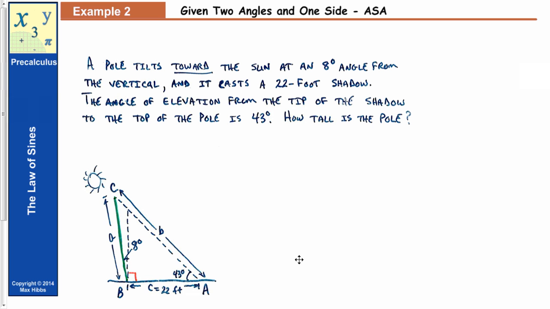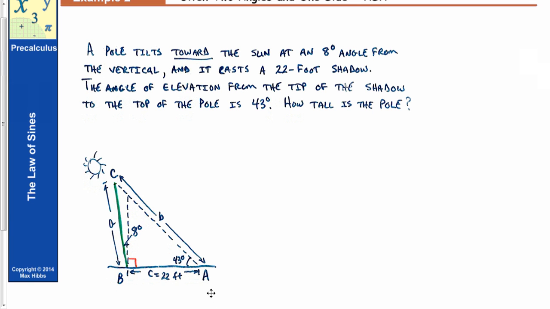And so now the next thing I've done is just start labeling some sides and angles. I called this angle A, and that's the 43 degrees, and I called this angle B, which is greater than 90 degrees, isn't it? In fact, it's 90 degrees plus 8 more, so it's 98 degrees. And then I called the angle up here angle C. The side opposite angle A is side A, the side opposite angle B is side B, and the side opposite angle C is side C.